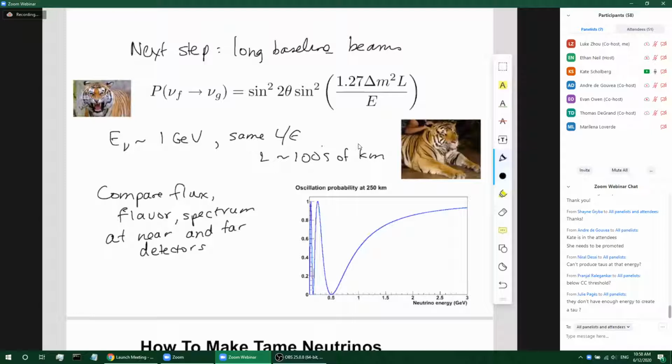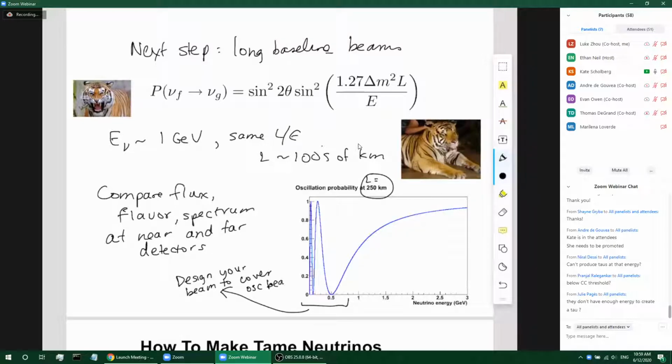And you want to design your beam, and so here's an example, an oscillation probability as a function of neutrino energy for a fixed L. If you choose L as 250 kilometers, this is what the two-flavor oscillation probability looks like. And you want to design your beam to cover the oscillation peaks. You want to choose energies to cover the region where L over E is such that you would have a large effect from the oscillation. So here you want to design your beam to cover the peaks.